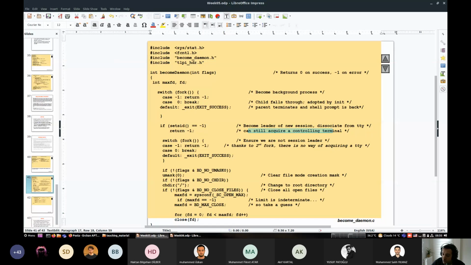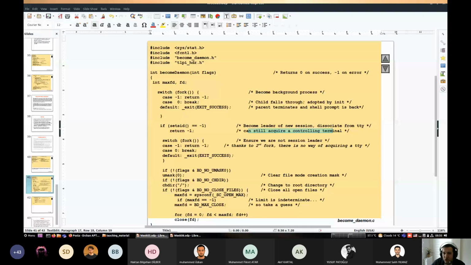Why do we have two forks? In order to eliminate the possibility of acquiring a controlling terminal. Why do we want to eliminate that possibility? Because if by any chance we have a controlling terminal, in that case, we can accidentally receive signals, we can accidentally produce an input, output, or whatever. We need to detach ourselves as much as possible.